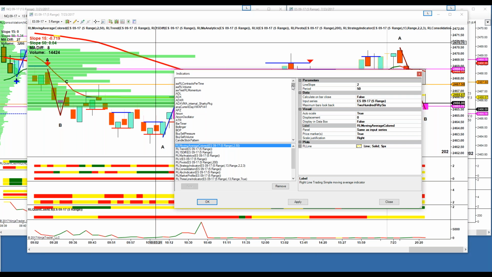Now let's see, I think we're pretty much done. Let me make sure we haven't forgotten anything. So the delta is an indicator that I don't use. I would not recommend that you put it in simply because it's not going to help you with the trade.